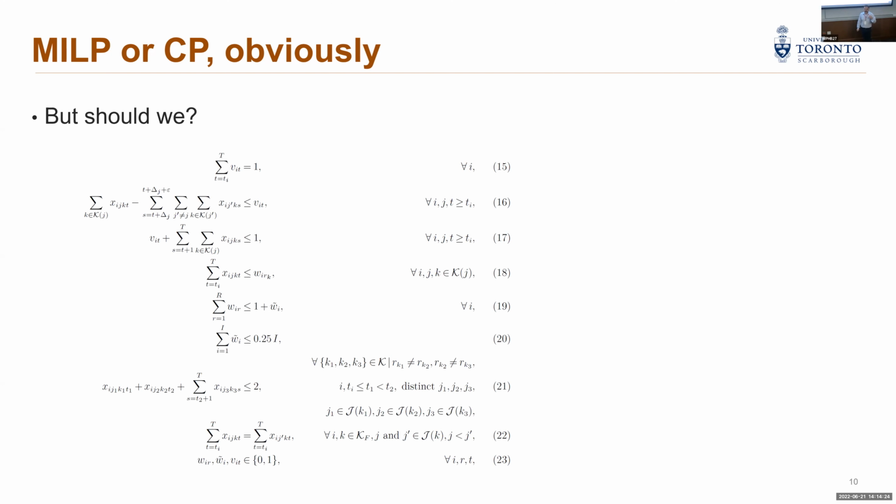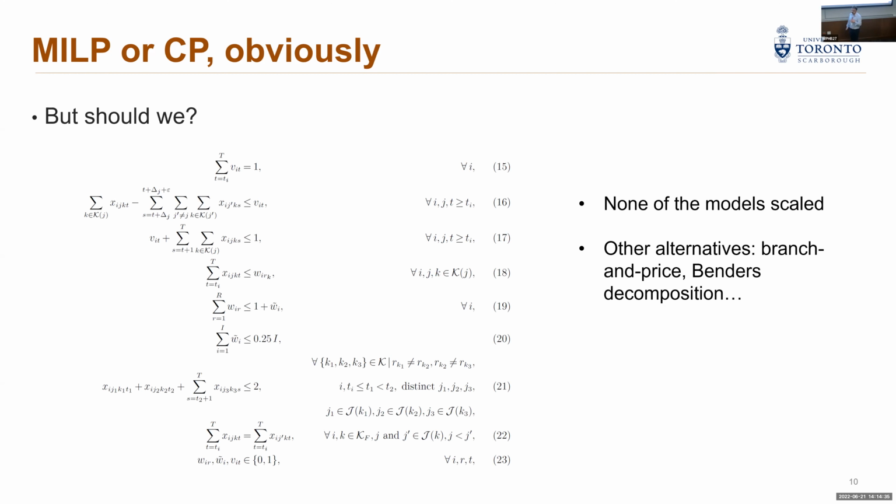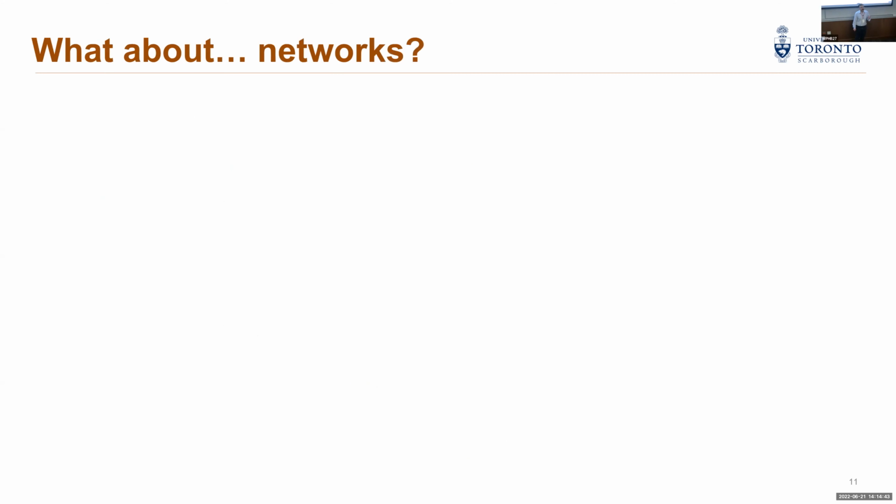These models end up being so complex, and there are a lot of idiosyncratic constraints for you to put all of them at once, right? So we tried different models. None of them scaled appropriately. You can do other alternatives. Sure, you can do Benders decomposition, column generation, where you generate the columns, and you can do all of that. Sure. But what about networks? What if we model these problems as networks?